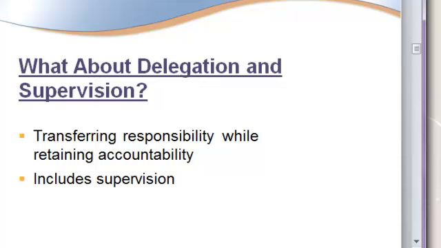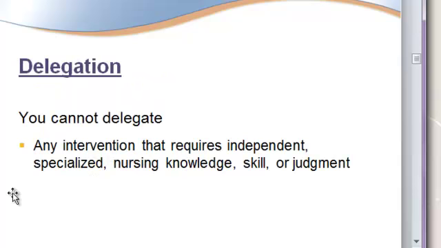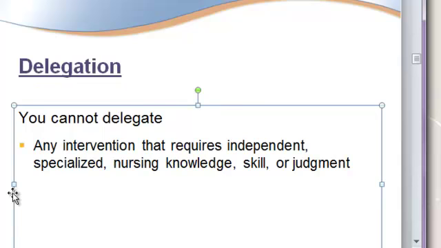And as an RN, you're going to frequently delegate patient care activities to LPNs and to nursing assistant personnel. And depending on what state you're in, they may or may not be accountable for their actions. But it also includes supervision of the tasks that you delegated. So as I said before, you cannot delegate assessment, and you cannot delegate any intervention that requires independent, specialized nursing knowledge, skill, or judgment.